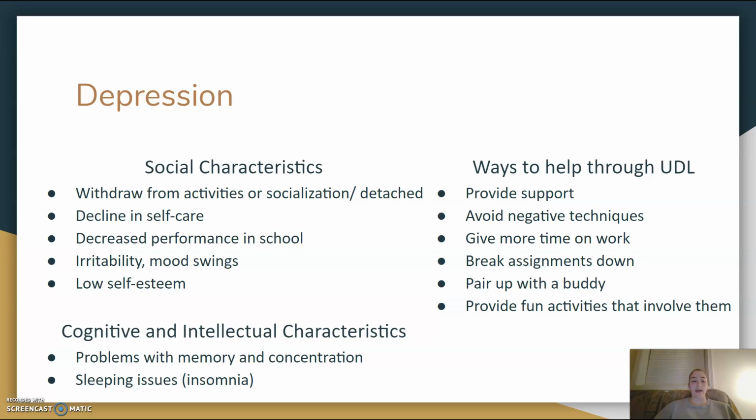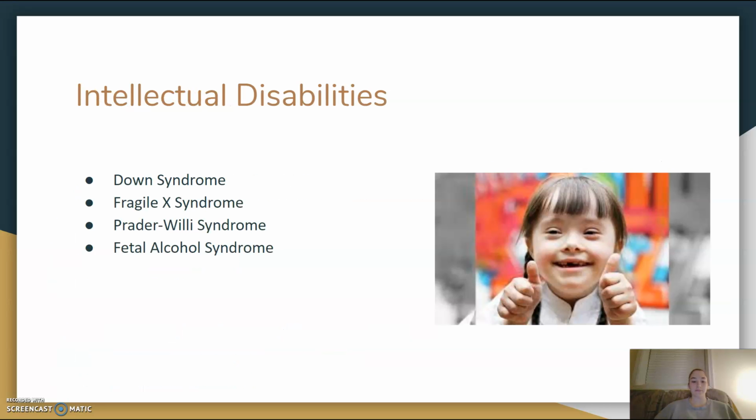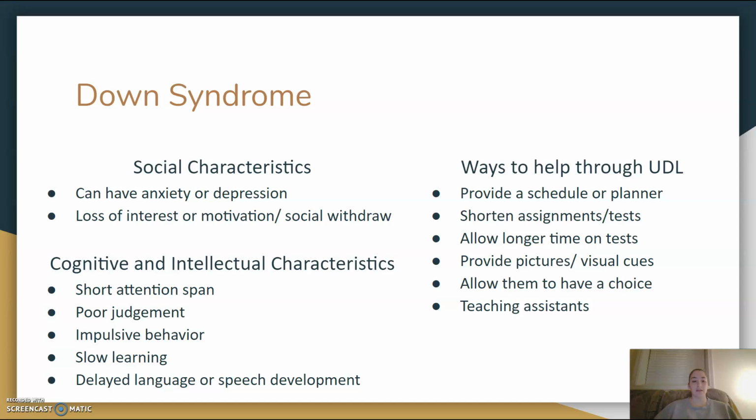Depression is the same way. They might withdraw from others and activities. Their self-care and their school performance decrease. They might be irritable, and they have other cognitive issues like insomnia. You need to provide support for them. Avoid negative techniques. Think of a more positive way to get them to try to do their work. Break things down, maybe pair them up with a friend or a buddy, and provide fun activities to involve them in class.